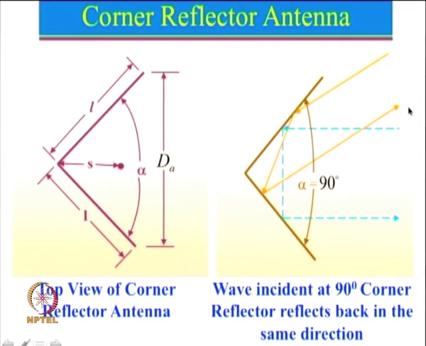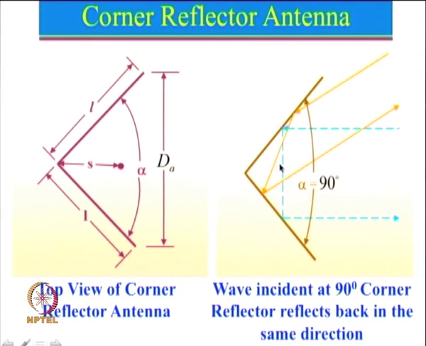Here is one interesting example where actually it is not an antenna. That is why I have not written the term antenna here, I have just written 90 degree corner reflector. It has a very nice property. Suppose a wave is coming from this direction, what will happen? It will reflect, and if this angle is theta, then this angle will also be equal to theta.